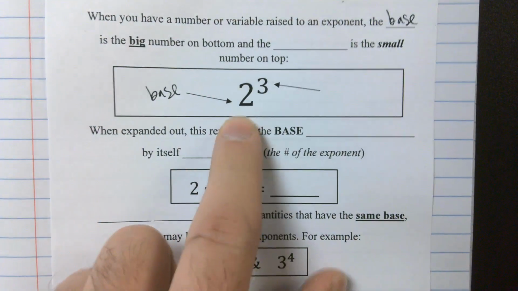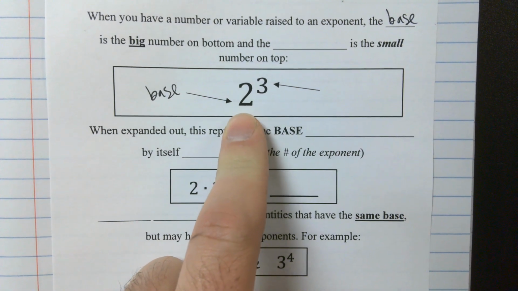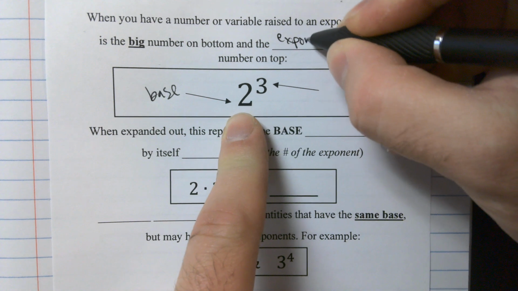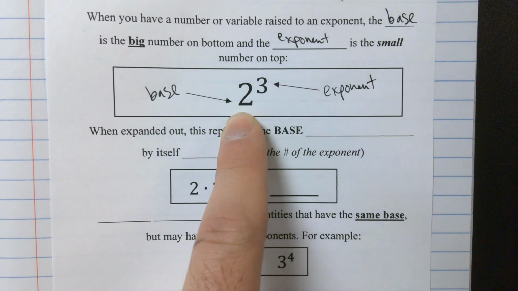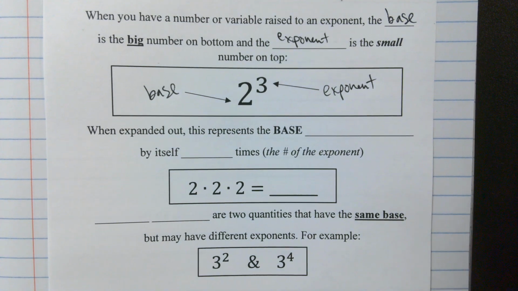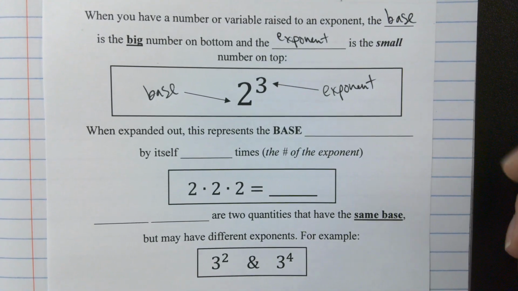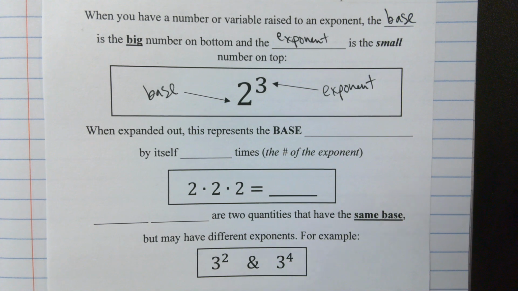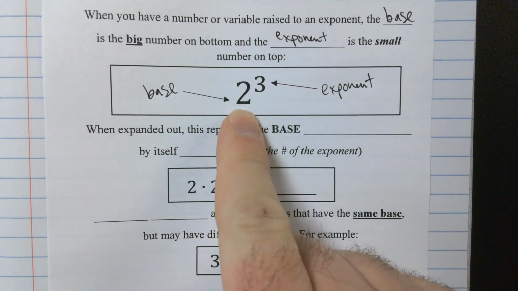What's my base here in this box? 2. 2 is my base. What do we call the little number up on the top? Exponent. Beautiful. What's my exponent in this box? 3. So think big number, base. Big base. Big number, base.